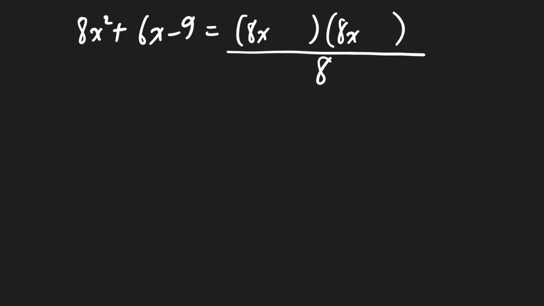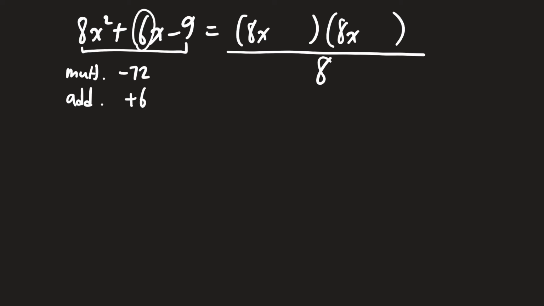Now what do I want? I want to find a pair of numbers, two numbers that multiply to give you what? 8 times negative 9, so negative 72, and that add to give you positive 6, and that's this middle number here. So two numbers that multiply to negative 72 and add to 6.